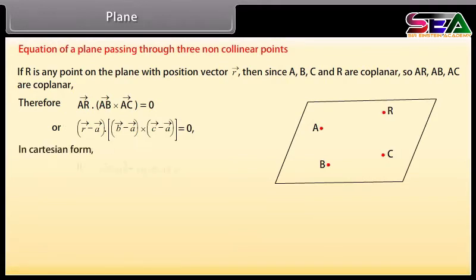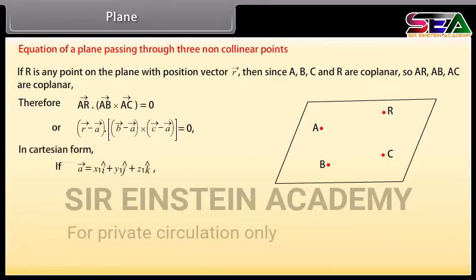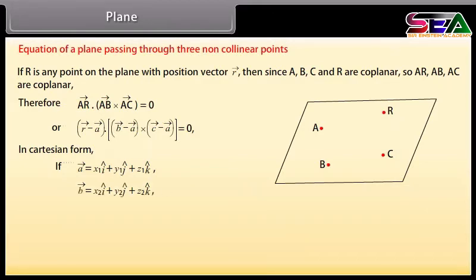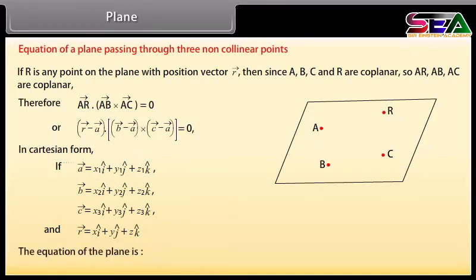In Cartesian form, if vector a equals x1 i cap plus y1 j cap plus z1 k cap, vector b equals x2 i cap plus y2 j cap plus z2 k cap, vector c equals x3 i cap plus y3 j cap plus z3 k cap, and vector r equals x i cap plus y j cap plus z k cap, the equation of the plane is the determinant, row-wise. First row: x minus x1, y minus y1, z minus z1. Second row: x2 minus x1, y2 minus y1, z2 minus z1. Third row: x3 minus x1, y3 minus y1, z3 minus z1, equals 0.